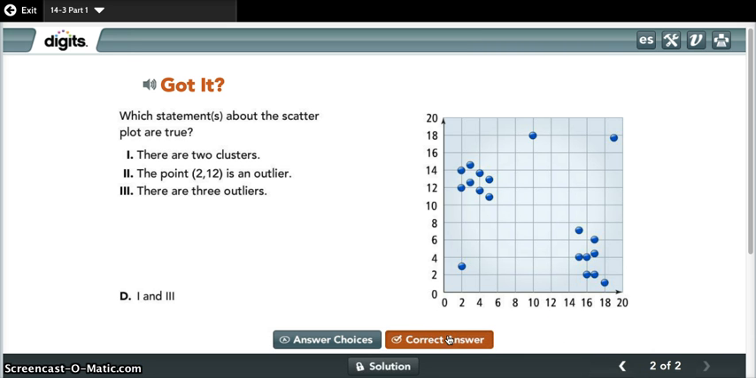All right, let's go ahead and take a look. There are 2 clusters. There are indeed 2 clusters. There's one here and there's one here. And there are 3 outliers. There's one here, here, and here. They don't really fall in the cluster. They don't really fall in the middle, so they're just outliers.